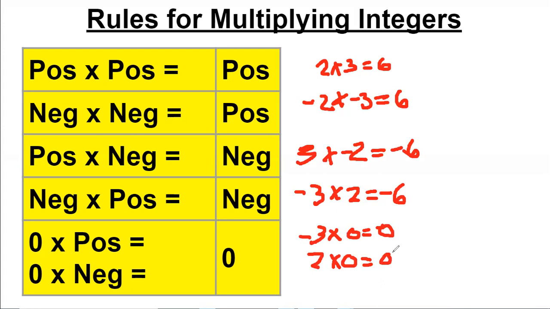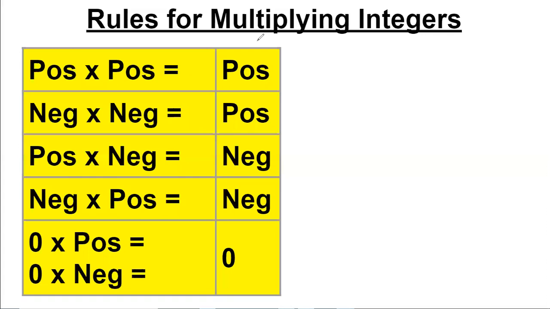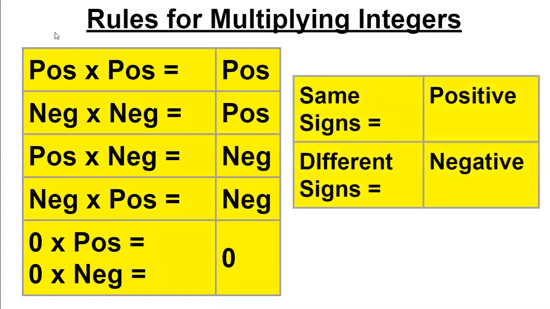You're going to want to memorize this. You're going to be using these rules for a very long time to come in your math career. Let me just clear this because there's a way to simplify this. Numbers that have the same sign, both positive or both negative, are going to have a positive answer. And numbers that have different signs are going to have a negative answer.